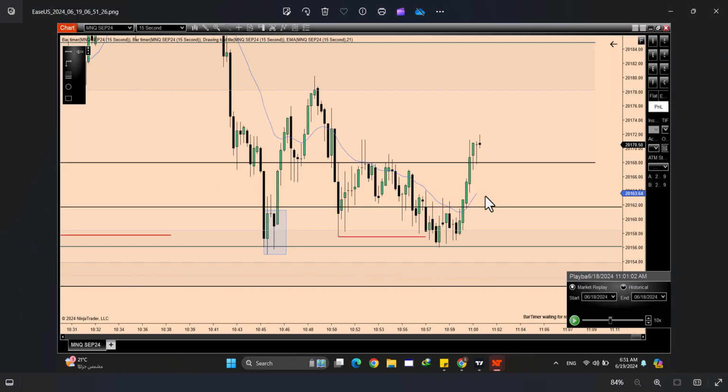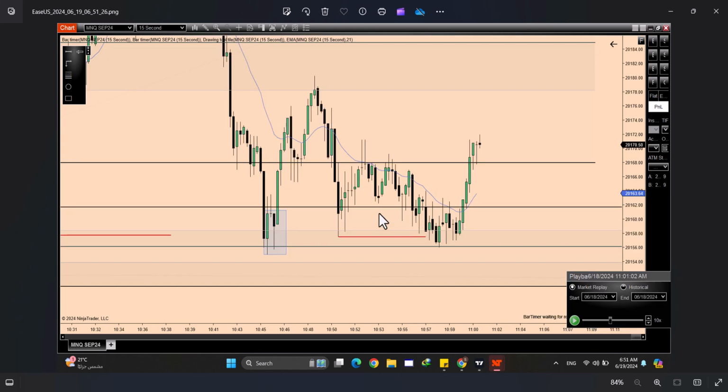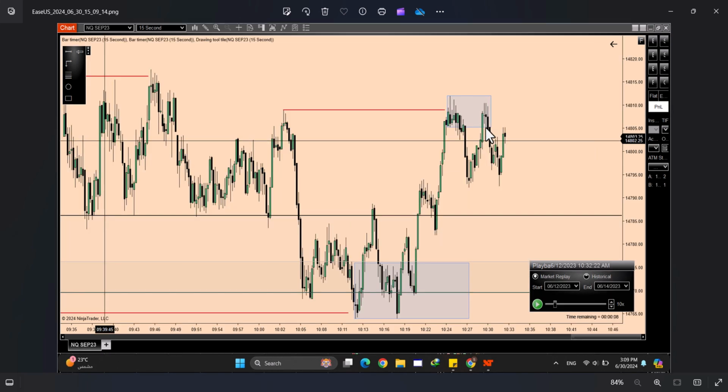So here's that trade. So this is on the 1 minute time frame, and now this is on the 15-second time frame. See how deep was the pullback, and inside the pullback we had also a few sweeps, and then we traded higher, as you can see.